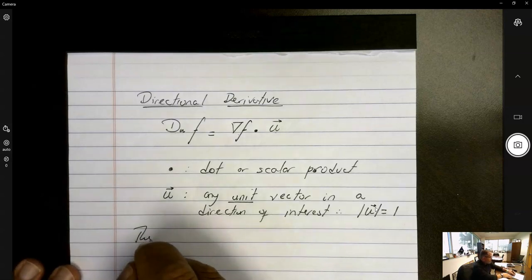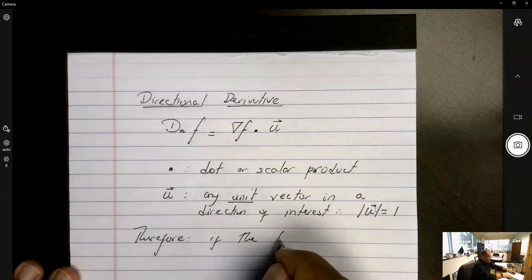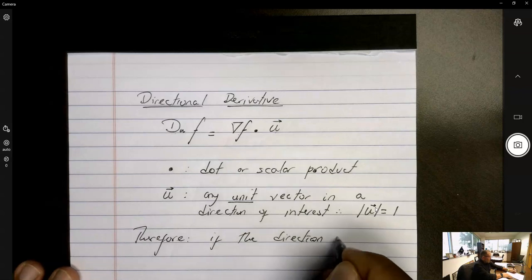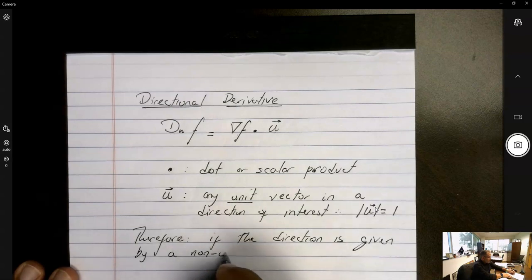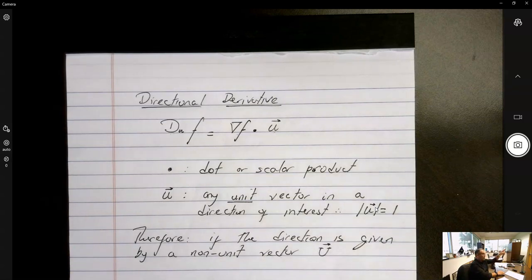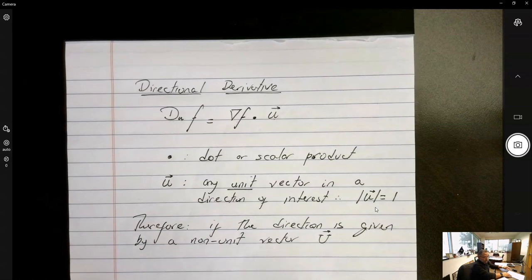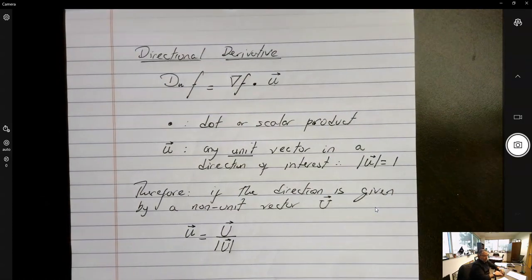So therefore, if the direction is given by a non-unit vector, so we're told that, for example, the direction goes from here to that corner, then we can calculate that. We can subtract the coordinates of the 2 points and end up with a vector that is not necessarily unit in size. We can always figure out the unit version of that vector by taking that vector, big U, and dividing it by its magnitude. Okay, so that's how it works.